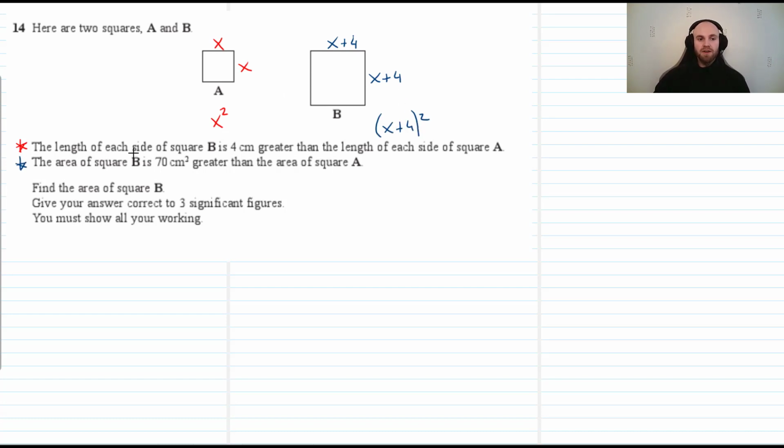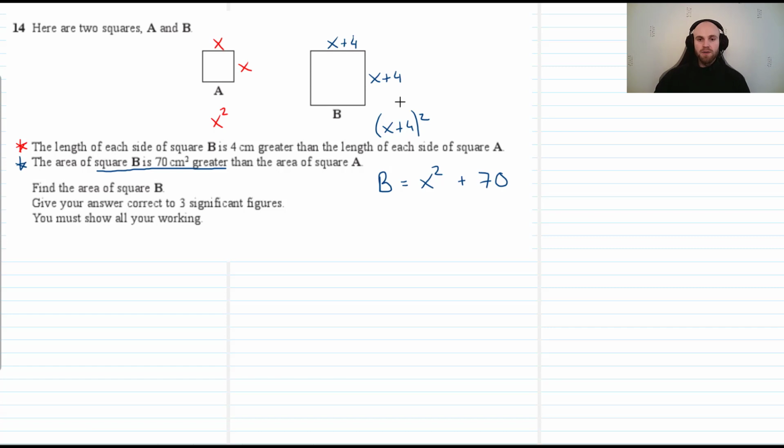So it tells us here that the area of square B is 70 centimeters squared greater than the area of square A. Well, we know that the area of square A is x squared. And it tells us here that square B is 70 centimeters squared greater than the area of square A, so we can put plus 70.